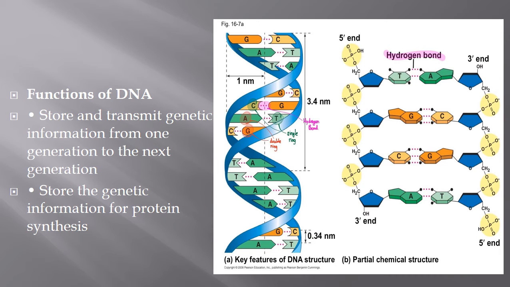Now functions of DNA. DNA stores and transmits genetic information from one generation to the next. It stores genetic information for protein synthesis, so DNA is very important. It is found in the nucleus of the cell, and it is involved in storing and transmitting the genetic information from one generation to the next, and it has genetic information stored for protein synthesis.